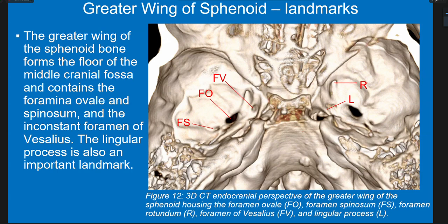We also have the lingular process here. The lingular process separates the petrous segment from the cavernous segment of the internal carotid artery. The lingular process is the attachment of the petroclival ligament, and so it separates the petrous from the cavernous carotid. This is unseen anatomy. Again, here you have the lingular process.